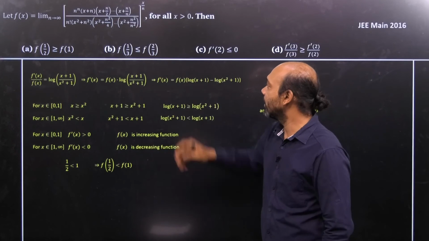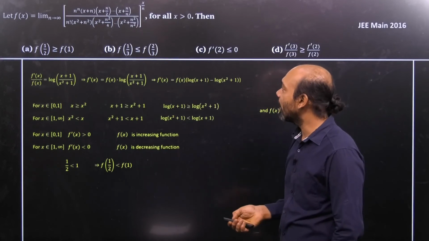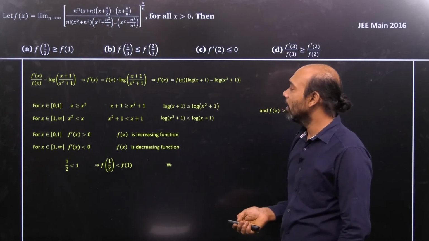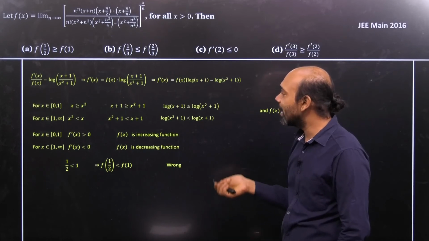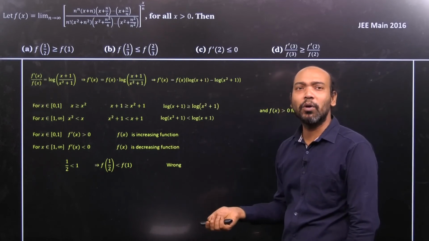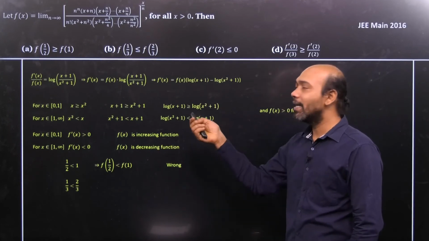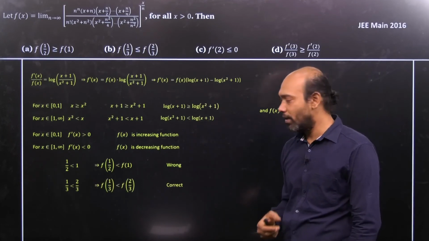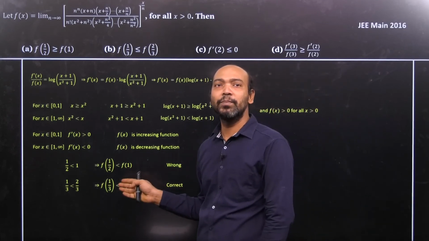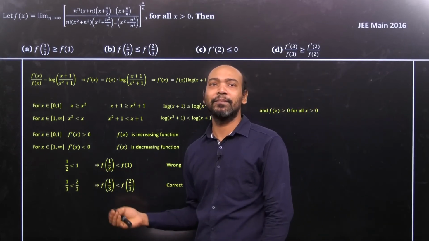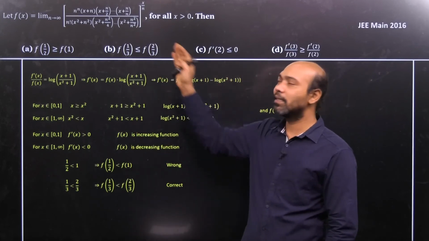Come back to the second option, right? In the second case we find that 1/3 is actually less than 2/3, because 1/3 is smaller and 2/3 is greater. So it's an increasing function. So again that relation holds good, right? Here it should be strictly less than, because it cannot be equal, right? So therefore this is the correct answer.